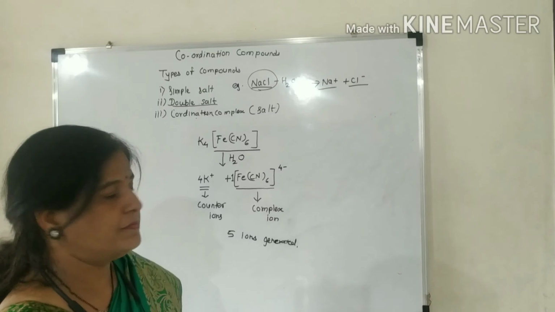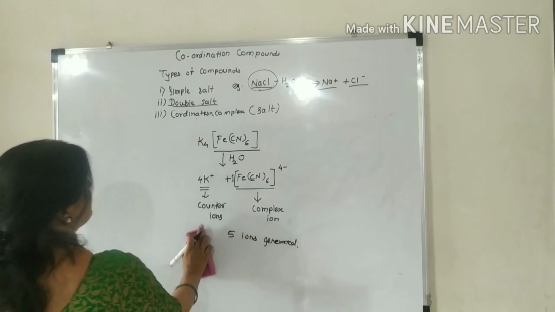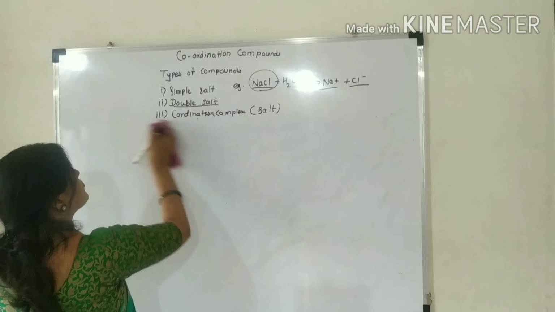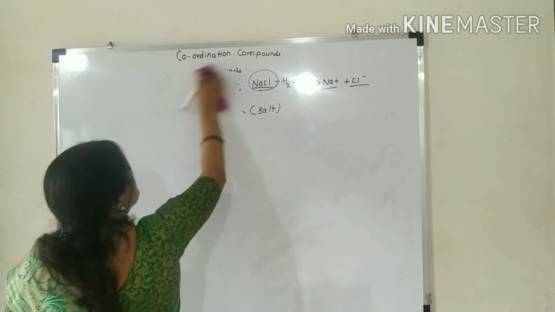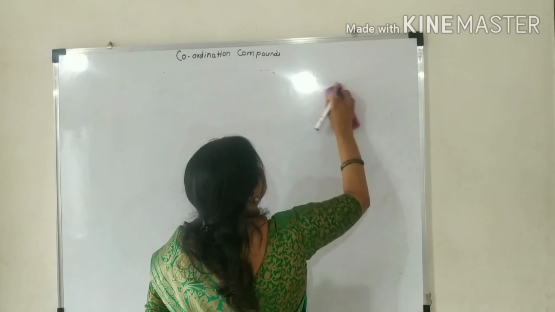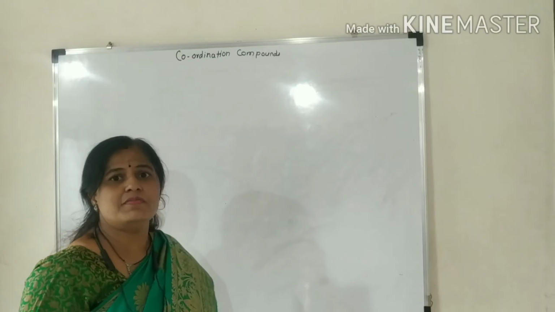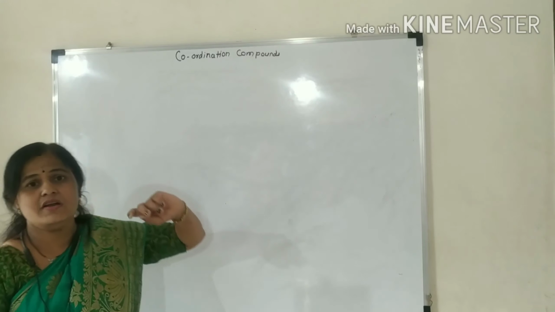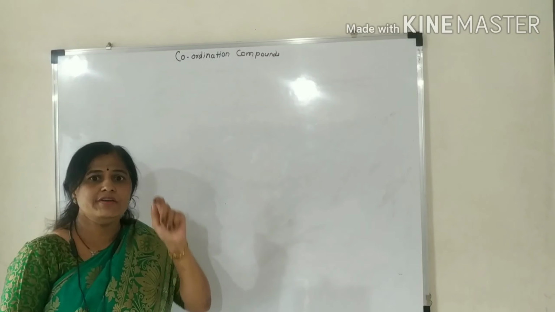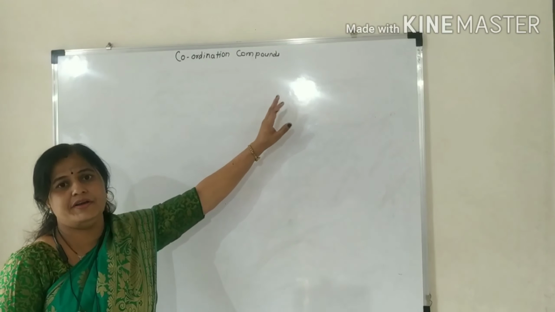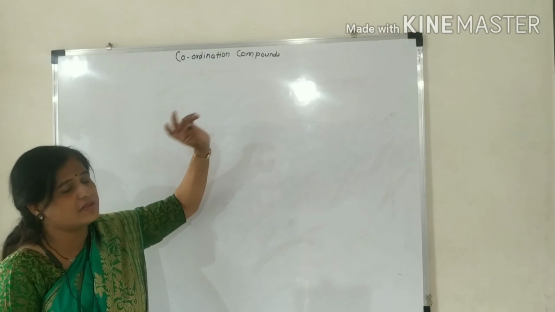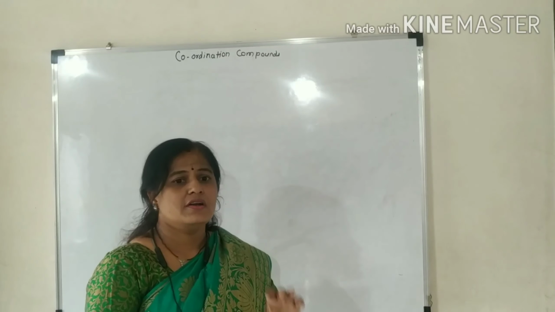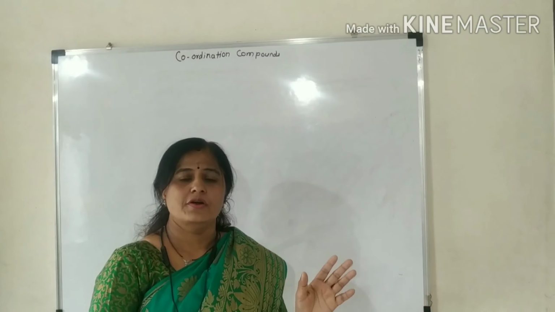Okay. Next. What is the difference between a double salt and a coordination salt? A double salt dissociates in water. It loses its identity. But in the case of a coordination salt, it does not dissociate in water.